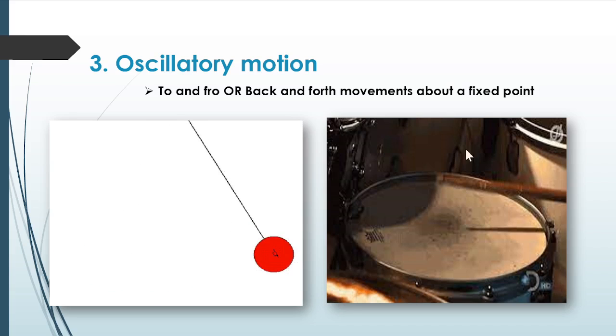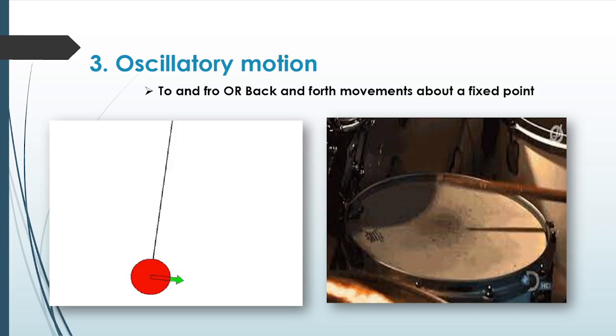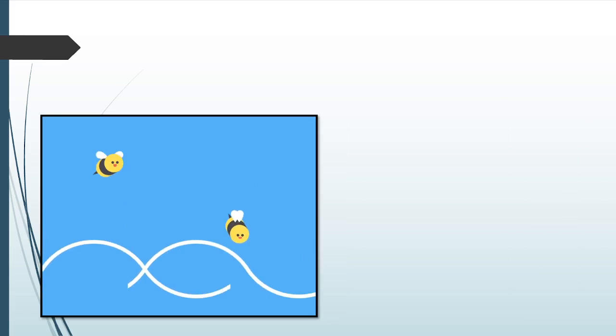For example, the drum or a violin or a guitar. When the skin of the drum is hit, or when the strings of the violin or the guitar are plucked, there is a very small back and forth movement of the skin or the string, and this is what we refer to as vibratory motion. So vibratory motion is a type of oscillatory motion.